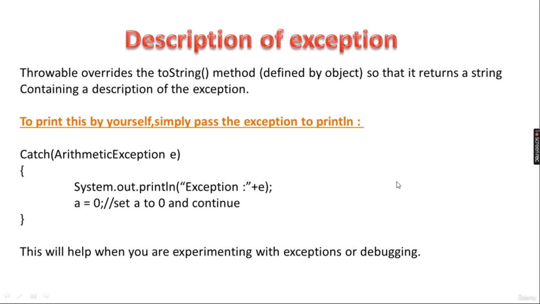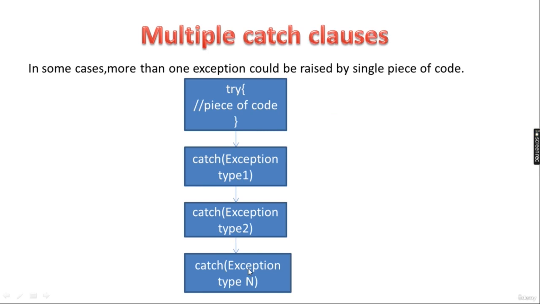Okay, so Throwable is a class. It overrides the toString method by default so that it has a string containing the description of the exception. But if you want to print this by yourself, just pass the exception object to println. It will print the detailed description of the exception. Now System.out.println("Exception: " + e) and a = 0, set a to 0 and continue. This will help when you are experimenting with exceptions or debugging.